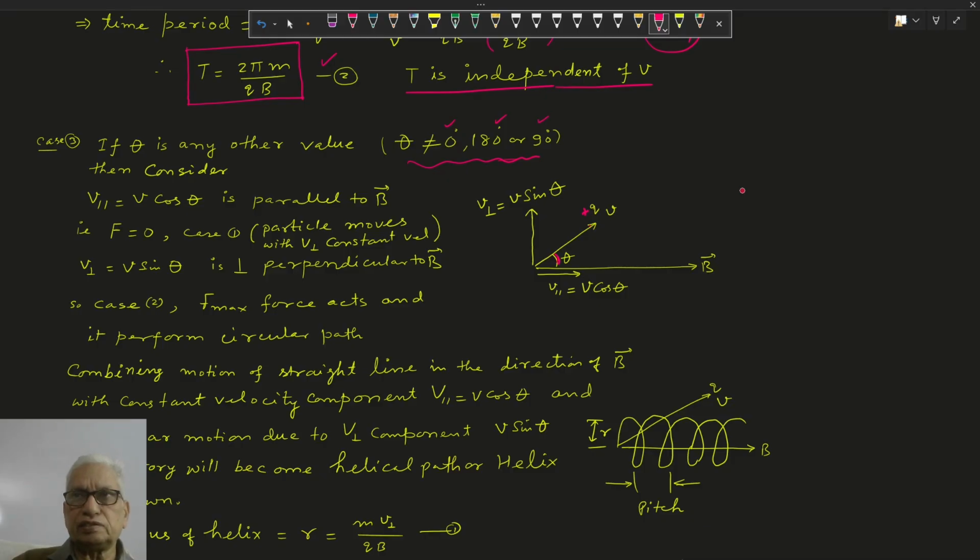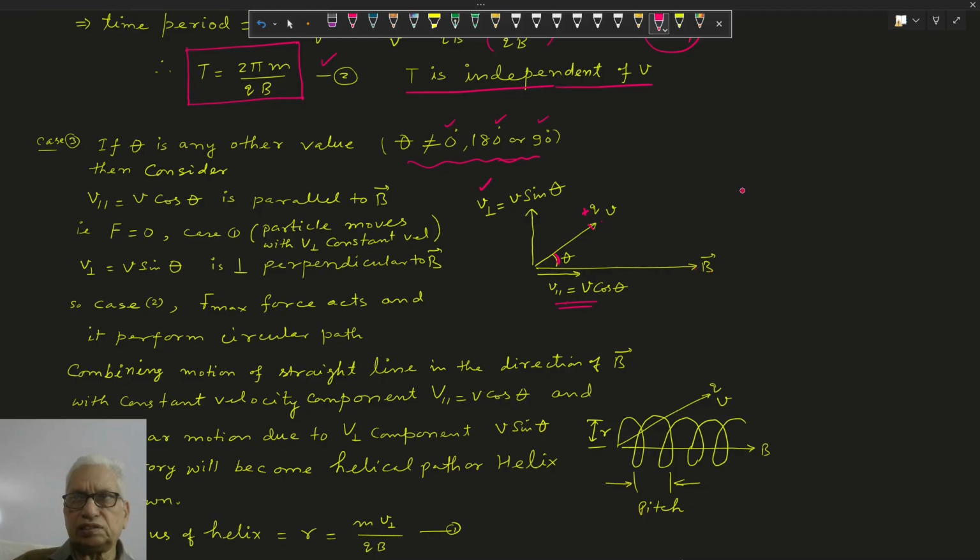So if we resolve the velocity vector in the direction of the magnetic field, called the parallel component, it is v cos theta, and the perpendicular component is v sin theta. Now the angle between v cos theta and the magnetic field is 0 degree. So this is the first case.